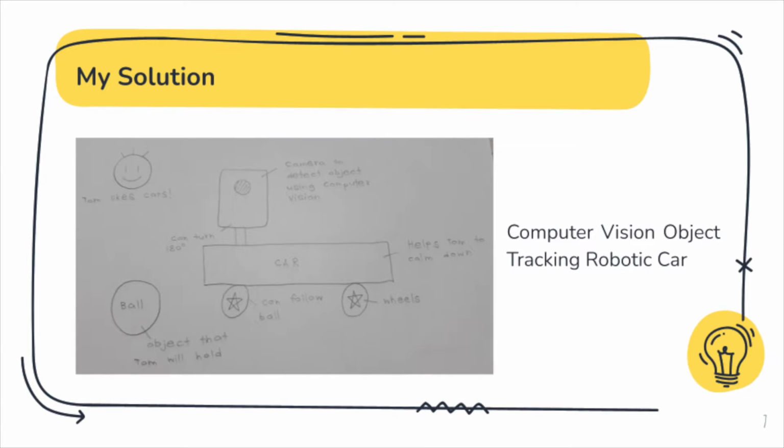To help my cousin manage his ADHD symptoms, I decided to create a computer vision object tracking robotic car that he can control and interact with.